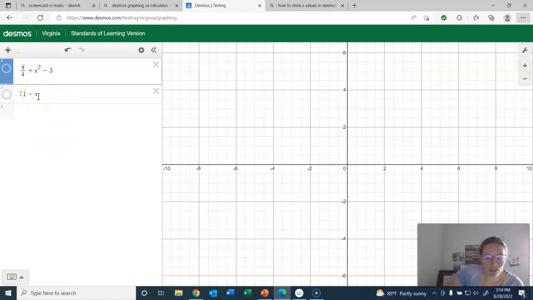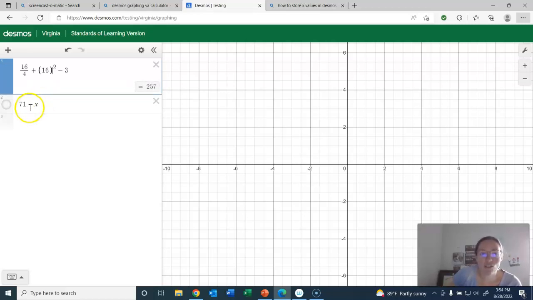And let's try 16 first and see what happens. If we plug in 16 for x, we get 257 on the left and 55 on the right. So that doesn't work, right? But they have to be equal. Let's try 8. We get 63 on the left and 63 on the right. It could be 8.